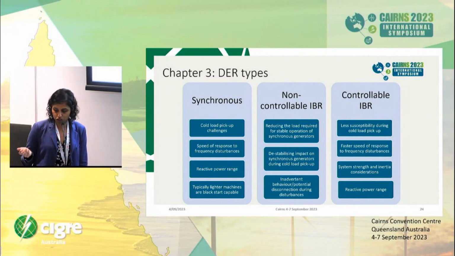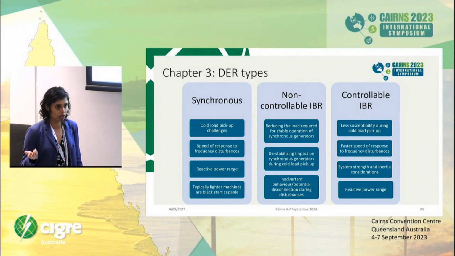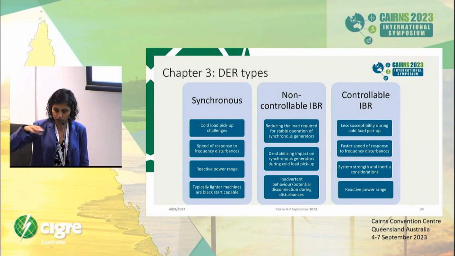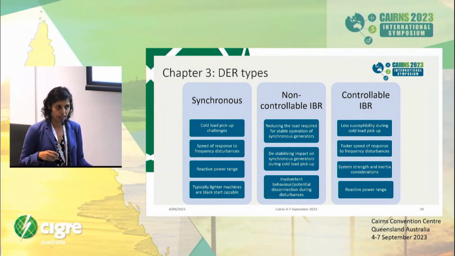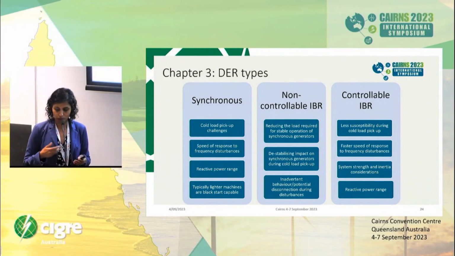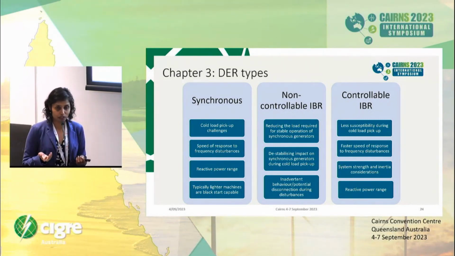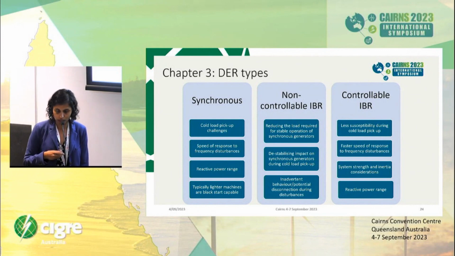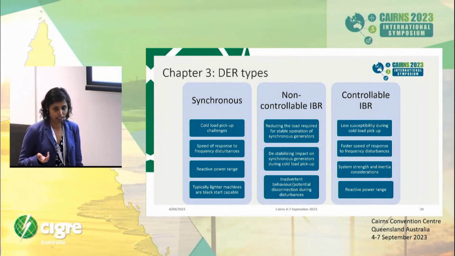The other thing is controllable load. So you could have a BESS or some dispatchable load on the distribution network or distributed throughout the network. These controllable loads can provide a faster speed of frequency response, so maybe less susceptible to cold load pickup, and they can provide some level of system strength and inertia, but SCR and inertia requirements still need to be thought about, like in the transmission system. They may also have the ability to provide reactive power.